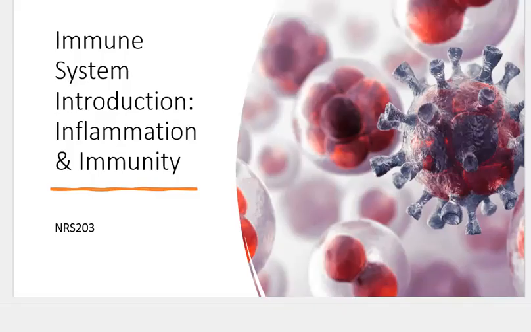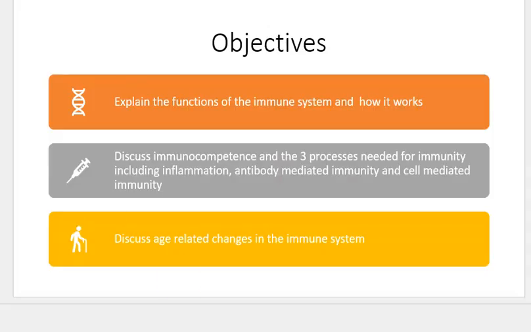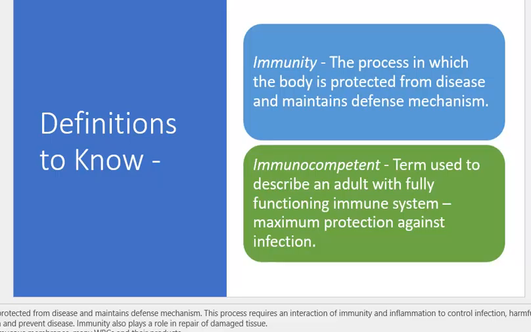This is going to be lecture 1 for the immune system. This is chapter 16 in your Med Surg book. It starts on page 316. Here are your objectives. Some definitions that you need to know.